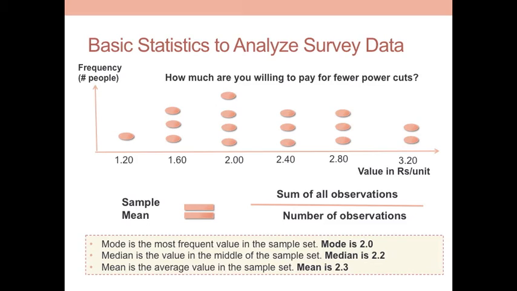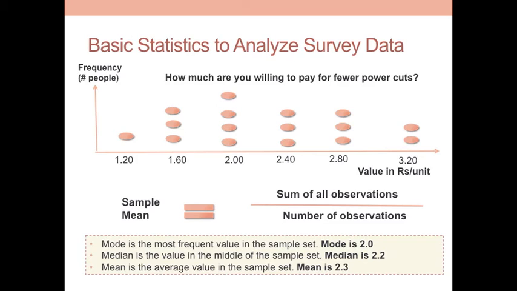A survey was recently conducted in the state of Maharashtra in India to understand whether customers would be willing to pay more for fewer power cuts and access to higher quality electricity. The results are displayed on the slide in front of you. The vertical axis in this chart represents frequency, or the number of people who gave a certain response, while the horizontal axis represents the amount they're ready to pay more for each unit of electricity.